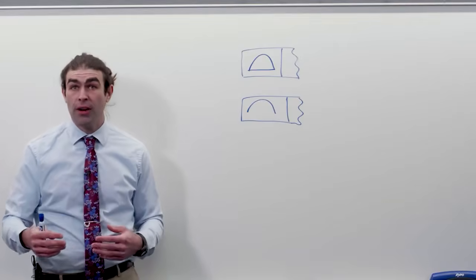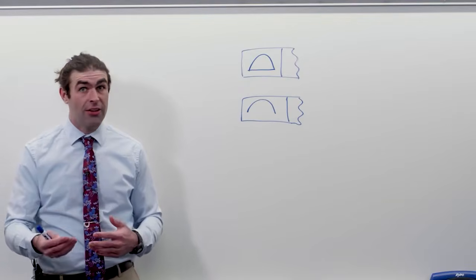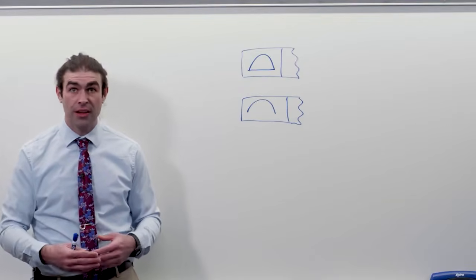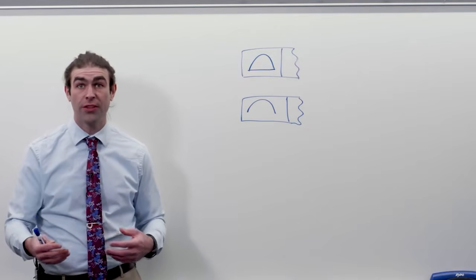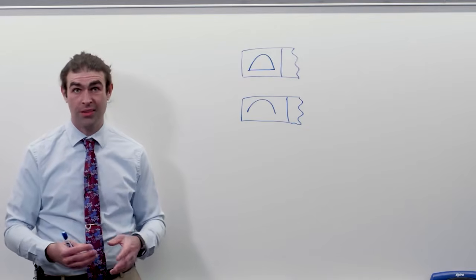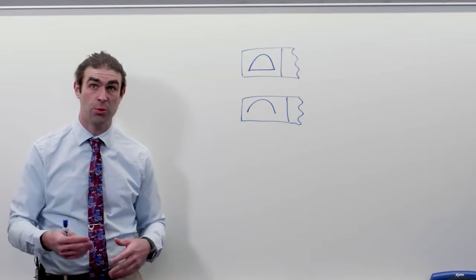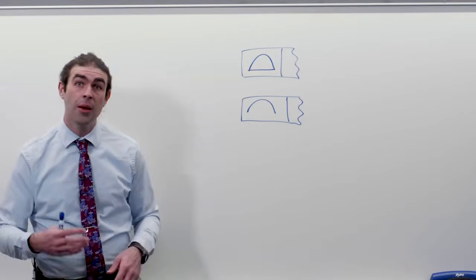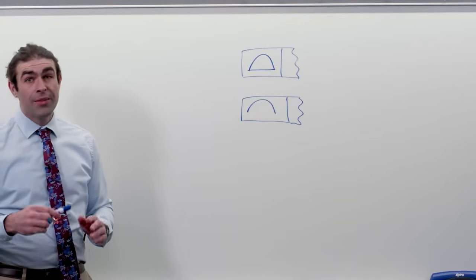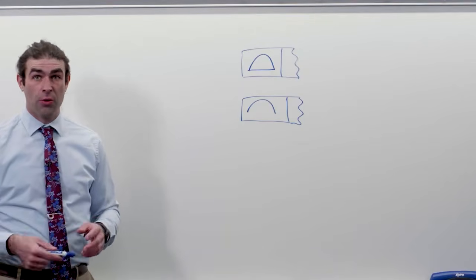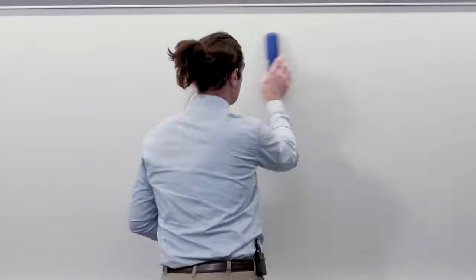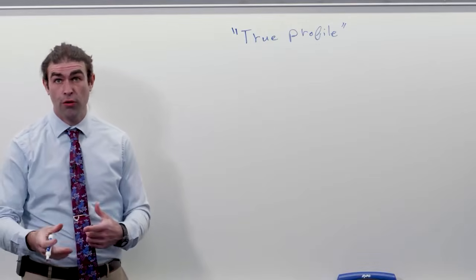Profile can control the location and size of features if it controls a feature in all 6 degrees of freedom, which normally means 3 datum references. And I'll try to give you some concrete examples of what I mean in just a minute. First, we need to talk about the profile tolerance zone. It's going to be based on the true profile.